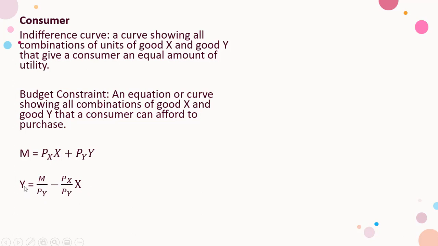So we put good Y on the vertical axis, so we solve this for good Y, and you get the following equation. The vertical intercept, the maximum amount of good Y that a consumer can afford, is going to be M divided by the price of good Y. We can see that the slope of this equation is negative, and it equals the price of good X divided by the price of good Y. So that's the slope.